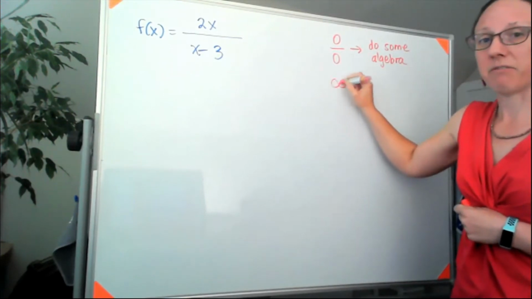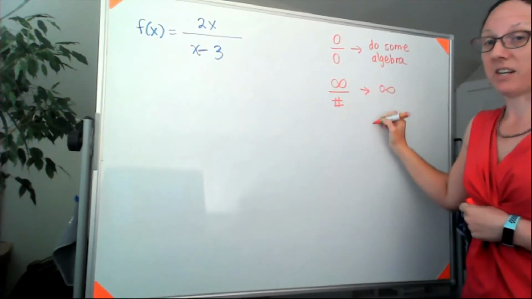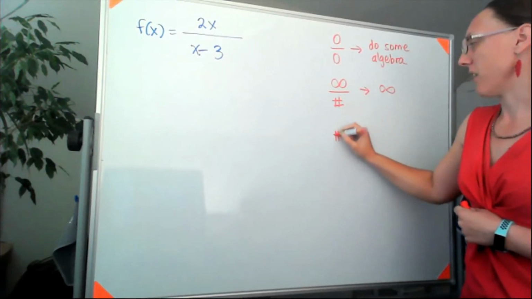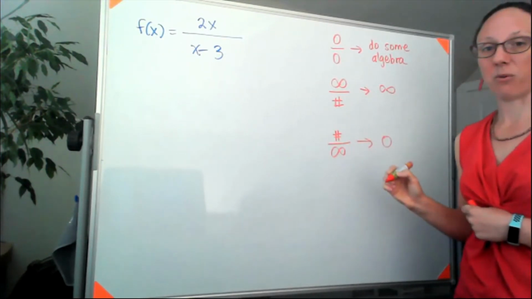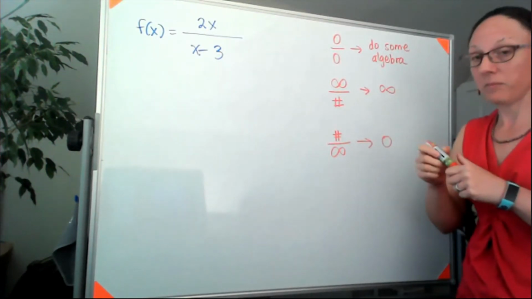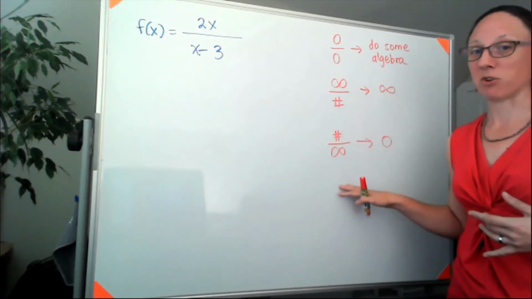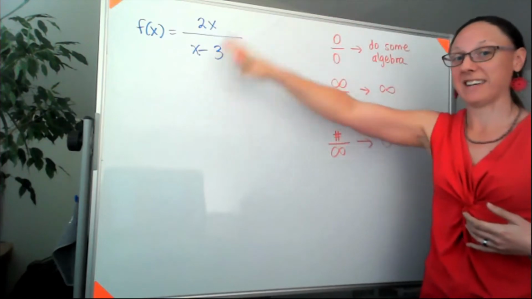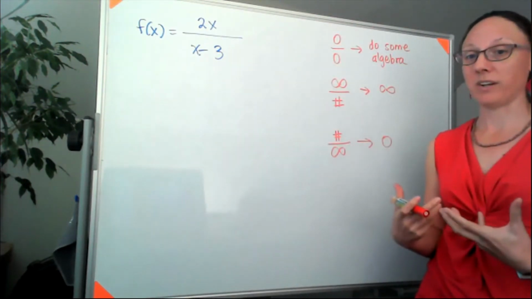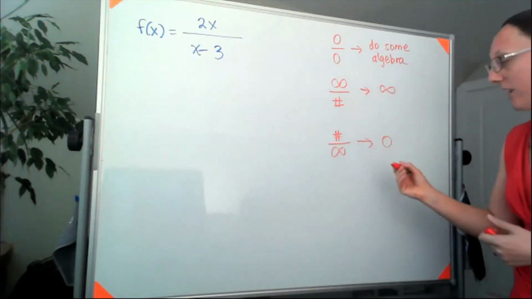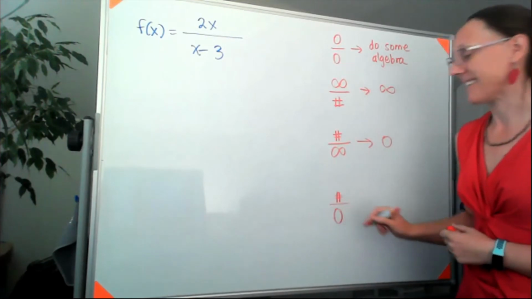If I end up with infinity divided by a number, well, that's just infinity. And if I end up with a number divided by infinity, that's headed to 0. I've got one more limit that I want to think about conceptually, and then we'll be ready to attack finding the asymptotes for this problem. So the other important limit that we need to figure out is what happens when we have a number divided by 0.